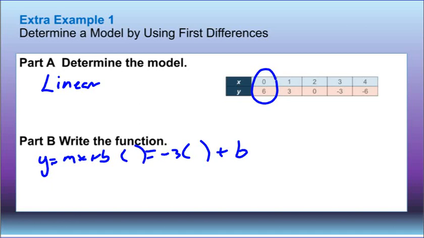But to go through all the steps, let me choose another point. Let's just choose, I can use 0 and 6. So if x is 0 and y is 6, negative 3 times 0 is 0. 0 plus b is b. B is going to be 6. So my equation is y equals negative 3x plus 6.